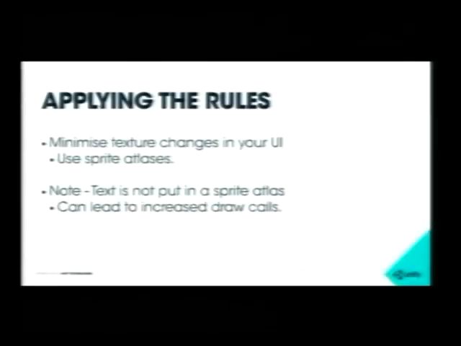The next thing to note is you should attempt to minimize texture changes in your UI. This isn't to say don't use a lot of textures, because we feel that would be artistically limiting. What this means is use features like the sprite atlasing and other tools in Unity to reduce the textures into a single atlas. We'll cover this in a moment. As an extra note, text is currently not put into a sprite atlas, and this can lead to increased draw calls.